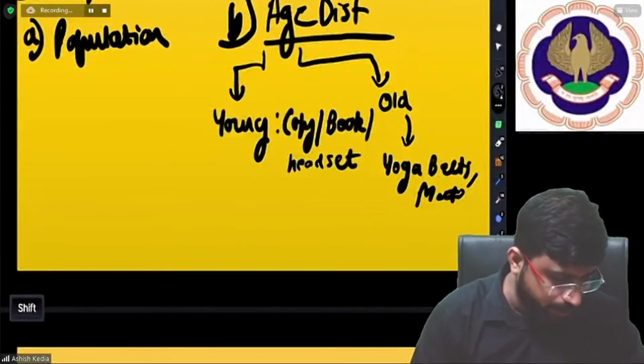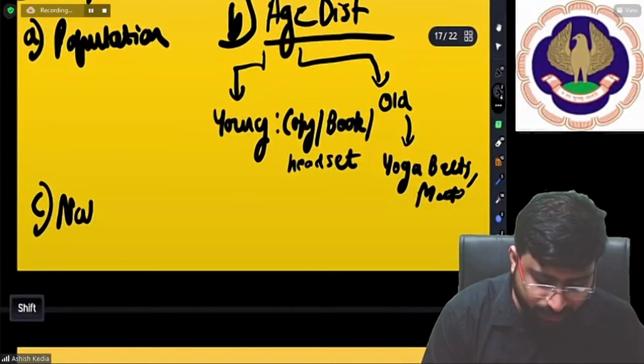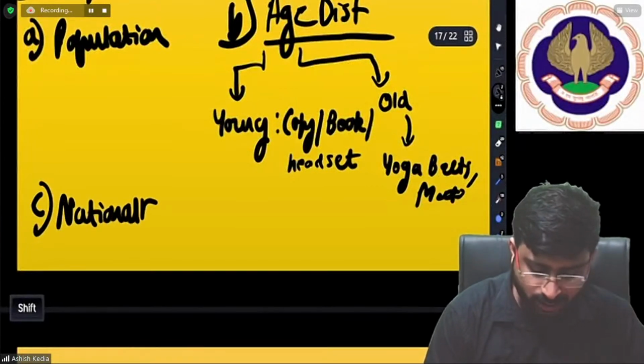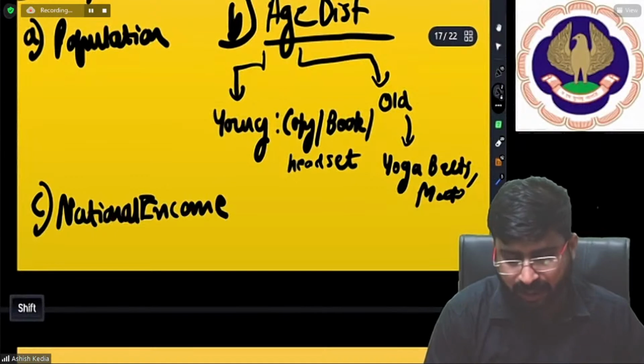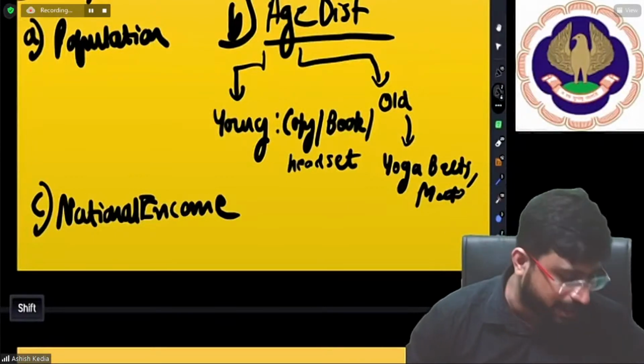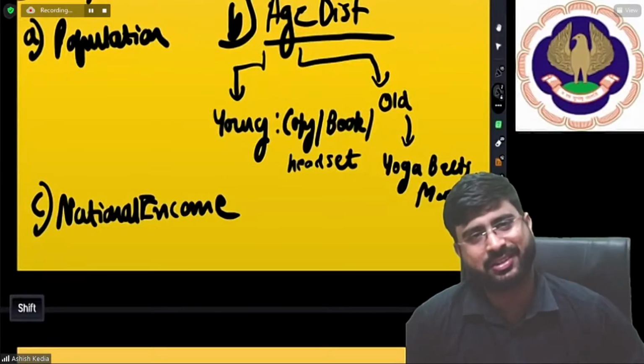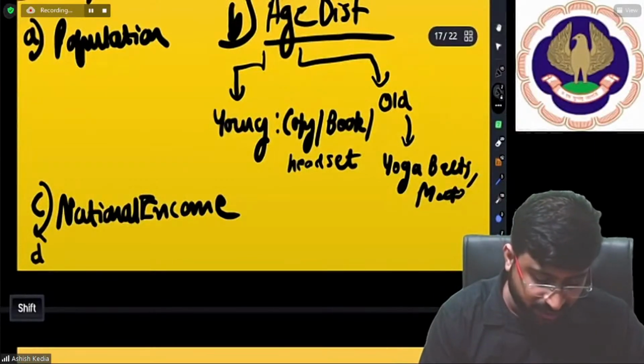B is done. Number C, national income. Obviously, if the country has high income, people have high average income, demand will be more. If people have less average income, demand will be less. What am I trying to say here? It's very easy. Next, credit facility.